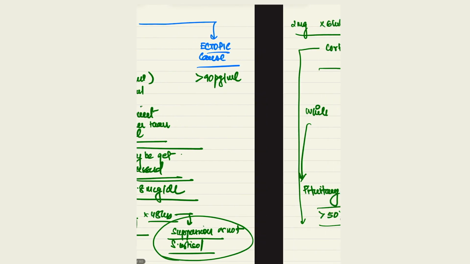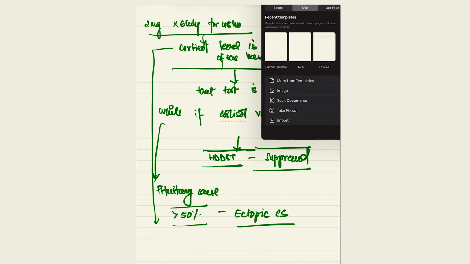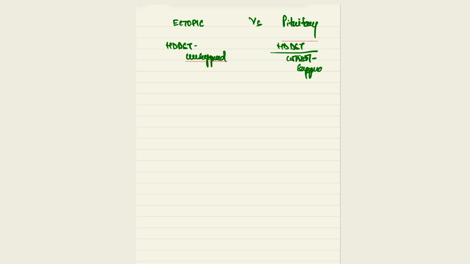So we can see here that the first thing is going to be that in case of ectopic versus pituitary cause, HD-DST remains unsuppressed. While here, in the pituitary cause, on HD-DST the cortisol gets suppressed. Other thing, we have already seen that ACTH is going to be more than 90 picogram per ml. Here it is going to be more than 20 picogram per ml.